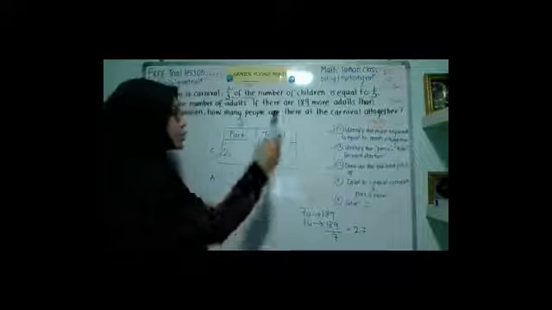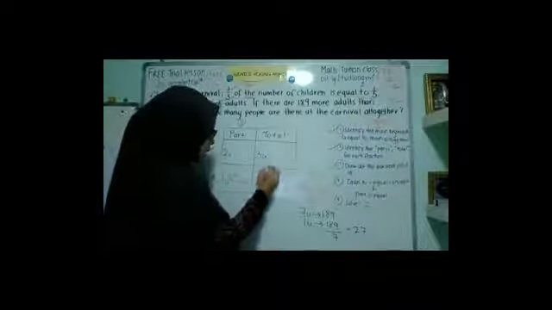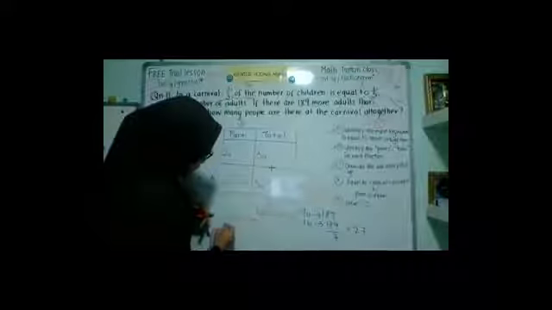Now the issue here is I want to know how many people are there at the carnival all together. So when I say all together, I want to find the total of the children and the adults. So the total will be 3 units and 10 units. You add these two up. That will give me 3 units plus 10 units equals 13 units. I want to find 13 units. My 1 unit is 27. 13 units is 27 times 13. That will give me 351.